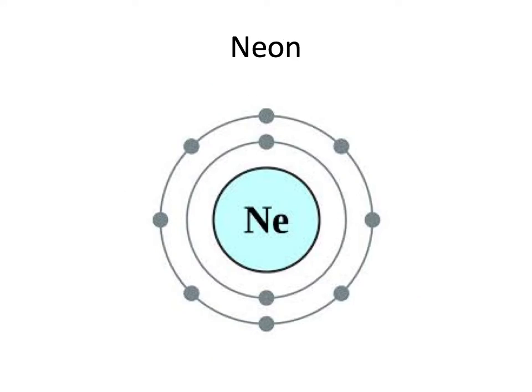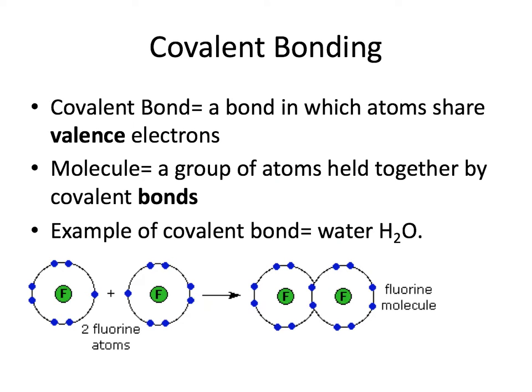And then our third example is neon. So let's count neon's electrons. 1, 2, 3, 4, 5, 6, 7, 8 electrons. That means neon's valence shell is full. So neon is super happy just the way it is. We say that neon is stable. It will not form any type of chemical bonds with other atoms because it has a stable outer shell. It is not reactive.